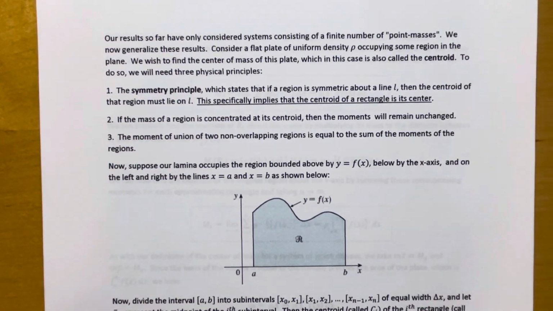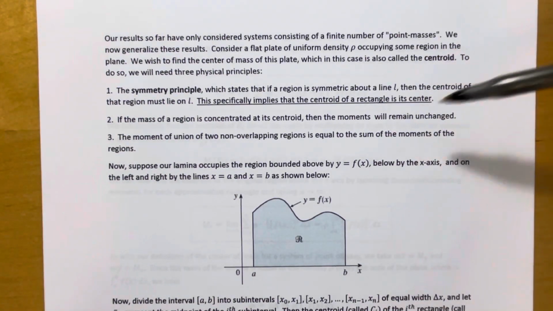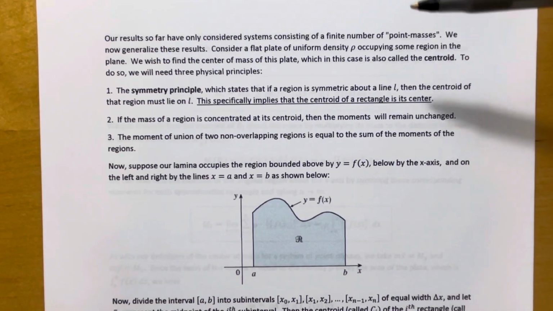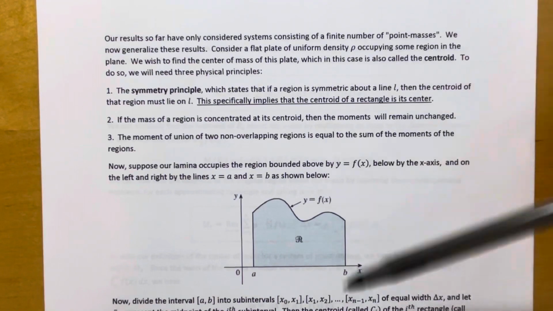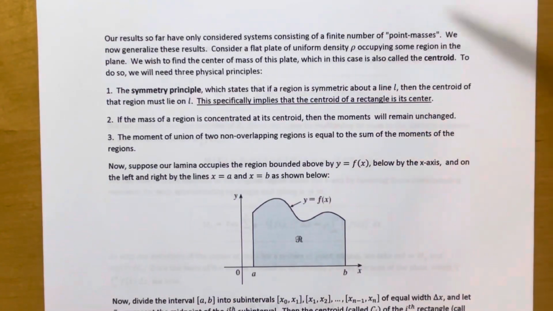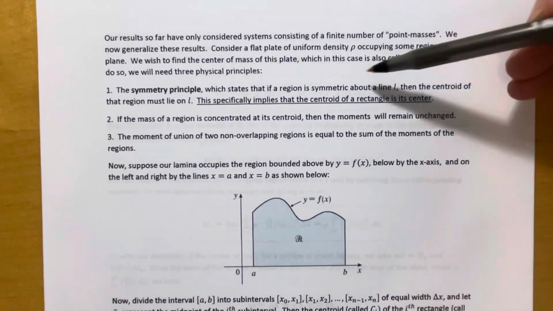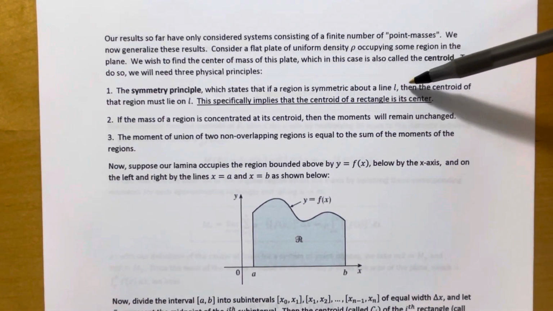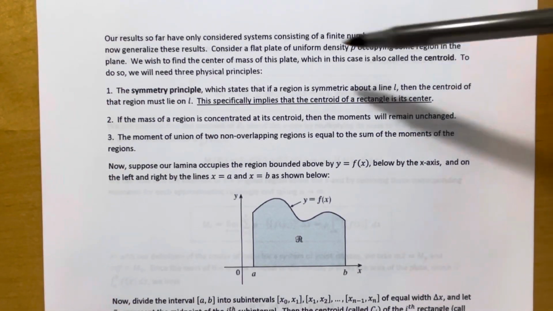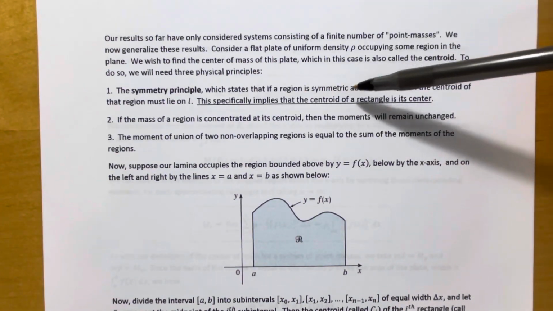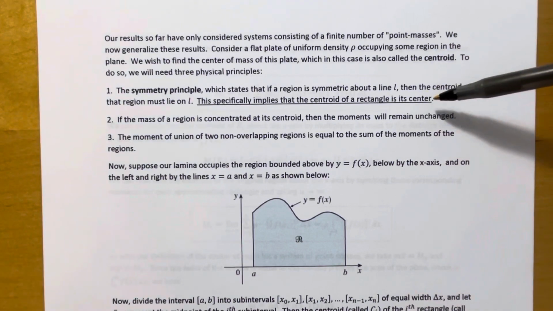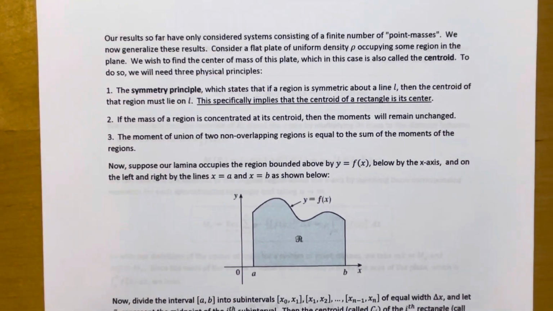That comes later. What we need in order to derive the result that we're talking about here are three physical principles. And I'll mention when they come up in the derivation, but we have, first of all, the symmetry principle. This is the one that states that if a region is symmetric about a line L, then the centroid of that region has to lie on L. And this specifically implies that the centroid of a rectangle is its center. That's the main reason we want this result.